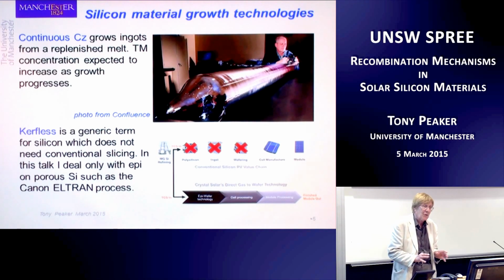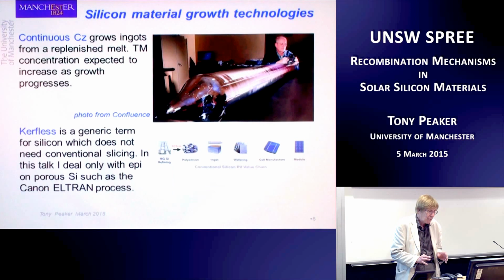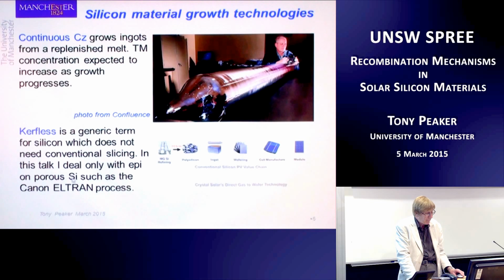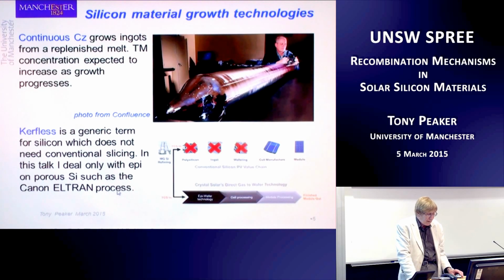That's not what I'm going to talk about. What I'm going to talk about is a development that we've looked at, which uses the growth on porous silicon, which is the old Canon Eltran method for producing silicon on insulator. And a startup company has developed that into what looks like a commercially viable technique.